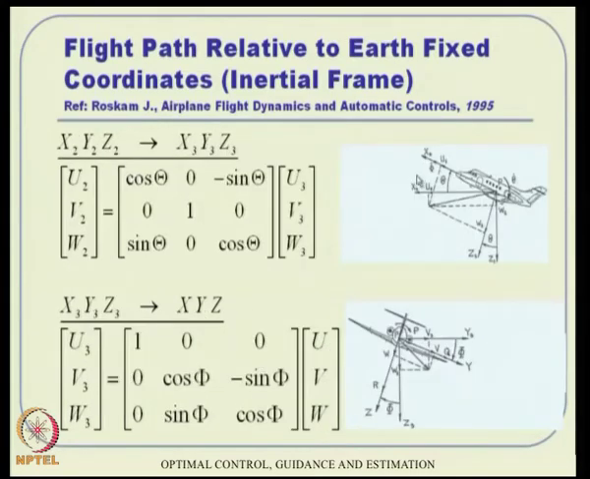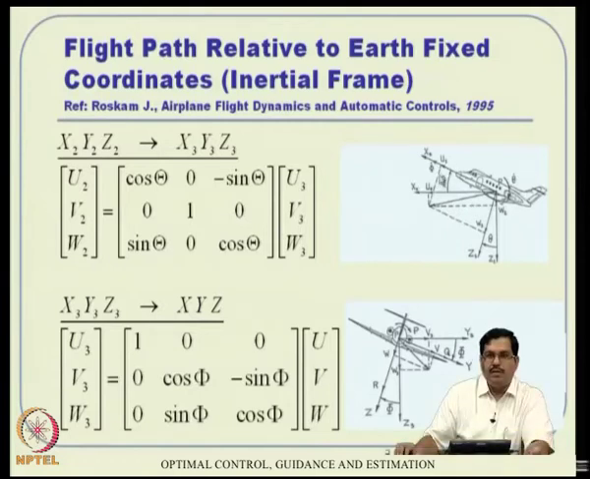Then we have the next transformation by angle theta. This angle theta is with respect to u3 and w3, remember that, because the y axis remains fixed here. So, v2 is equal to v3, but the other variables u2, w2 are related to u3, w3 because of the rotation angle theta. And similarly, x3 y3 z3 goes to xyz by angle phi ultimately. This is a rotation about the x axis, the transformed x axis.